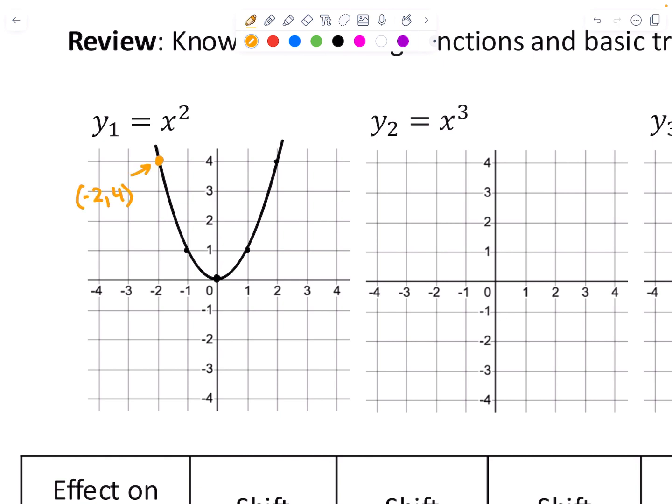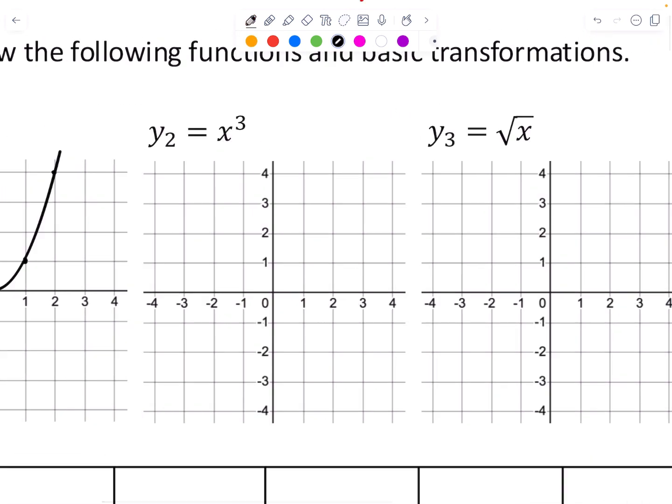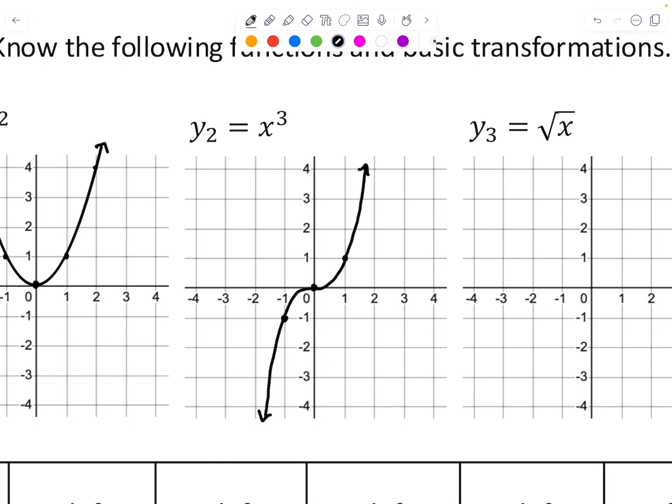Now the next case, y2 equals x cubed. If you cube a negative, it stays negative. So some key points are these three. This graph is in the first and third quadrants and flattens out at the origin.